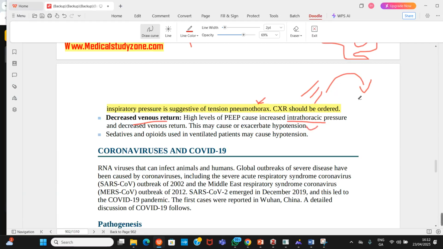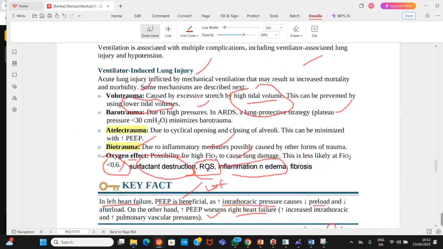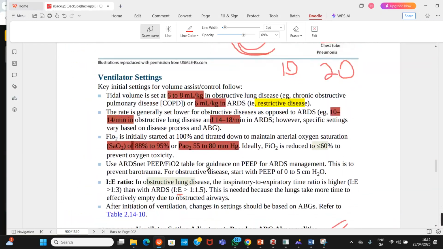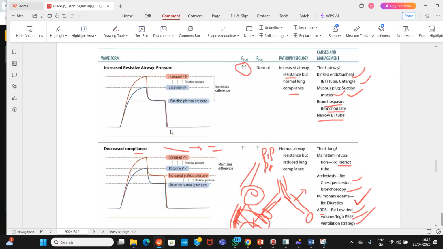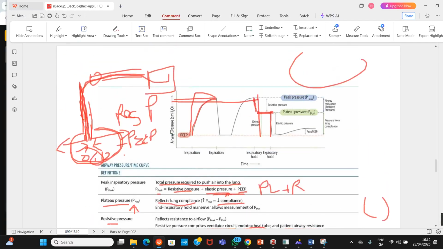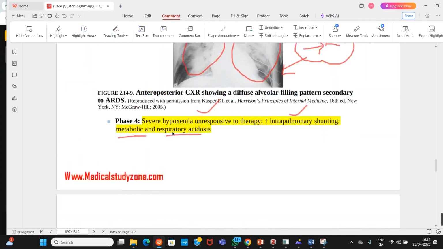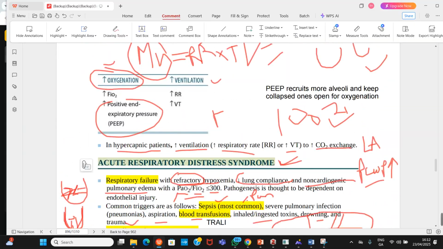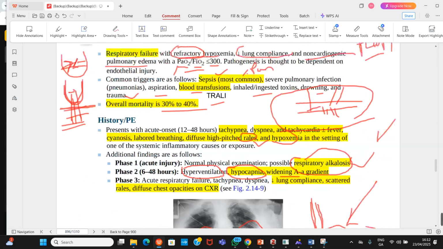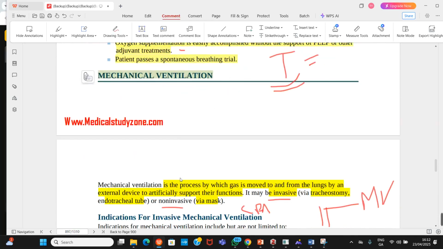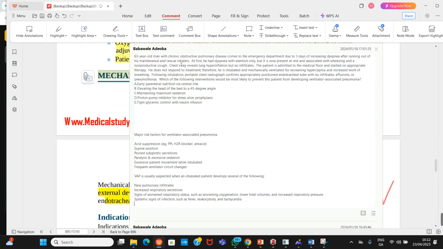They can also have reduced venous return. If there's too much PEEP delivered, there's going to be increased intrathoracic pressure that's going to kink the pulmonary vessels, the pulmonary artery, pulmonary vein, pulmonary capillary, which is going to reduce venous return to the left side. So that can also exacerbate hypotension, and that is beneficial for people with left ventricular failure. The sedative and the opioid that we also give people on mechanical ventilation can cause hypotension.